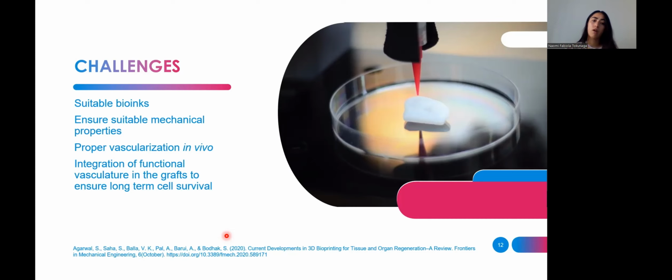We also need proper vascularization in vivo and integration of functional vasculature in the grafts to ensure long-term survival. Different tissues of the body have different requirements of cell densities, number of different types of cells, and temporal distribution of cells inside the constructs.